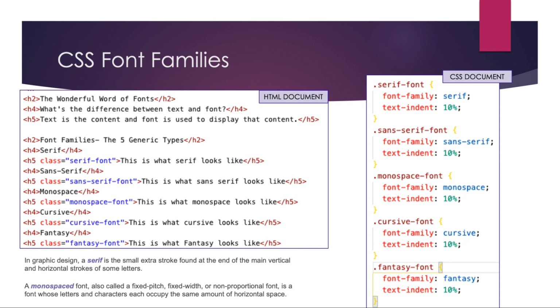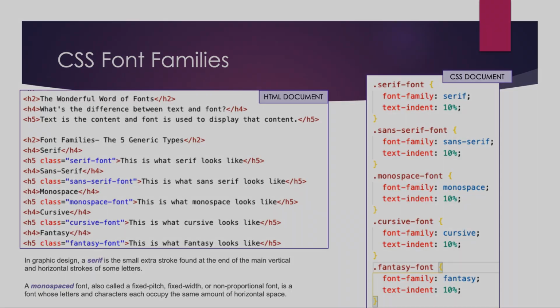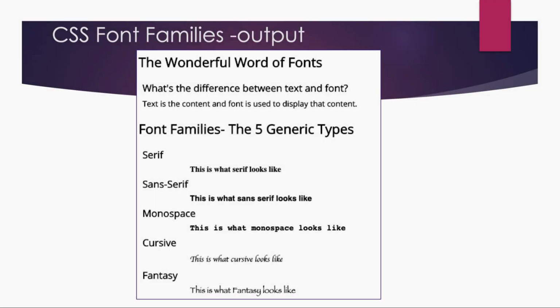So here, what do I have for you? I have those five generic types in order in my HTML document and my corresponding CSS document. So let's see what they look like. Okay, and here they are: serif, sans serif, monospace, cursive, and fantasy.